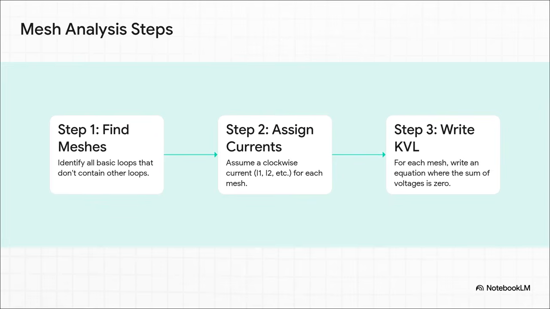First, you just spot the basic loops. Those are your meshes. Easy enough. Step 2, you just assign a current to each one. We usually just assume they all flow clockwise just to keep things consistent. And hey, if you guess the direction wrong, no big deal. The math will tell you by spitting out a negative number at the end. And finally, you just walk around each mesh and write down one KVL equation. If you have 2 meshes, you get 2 equations with 2 unknowns. From there, it's just simple algebra.